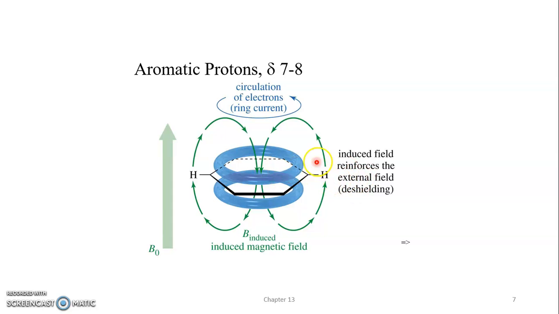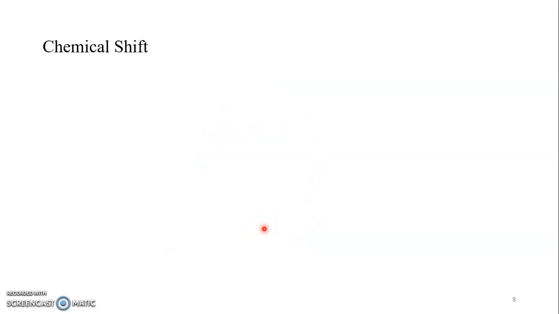So for these protons, the induced field is reinforcing, and we are saying that this is de-shielding, but here it is opposing, so we can say that this is shielding. So in the same molecule, we can have shielded protons and also de-shielded protons.